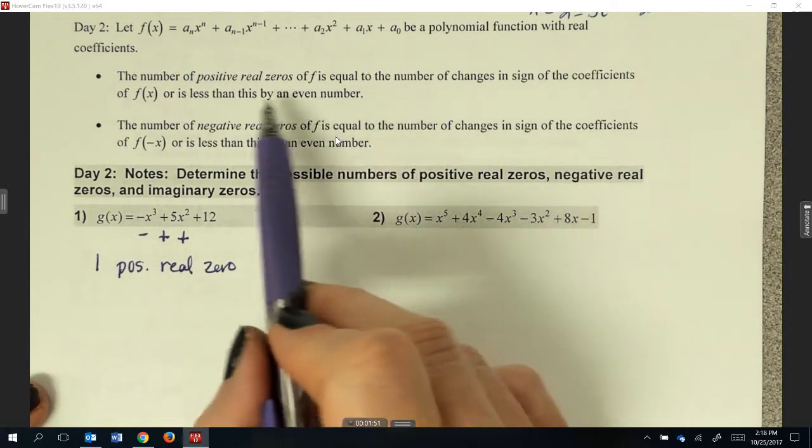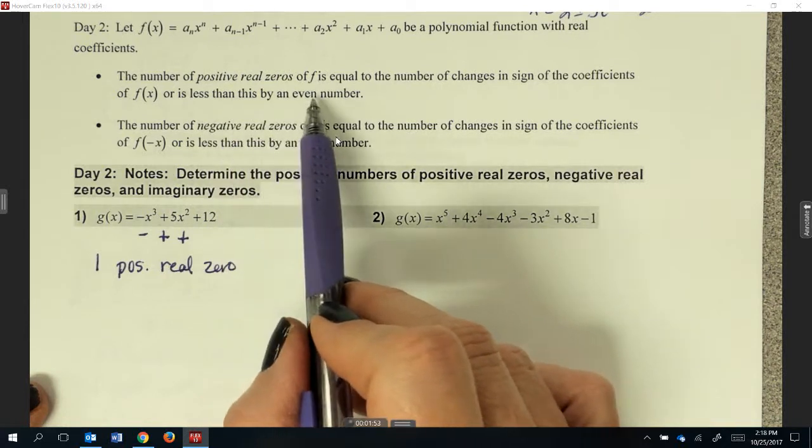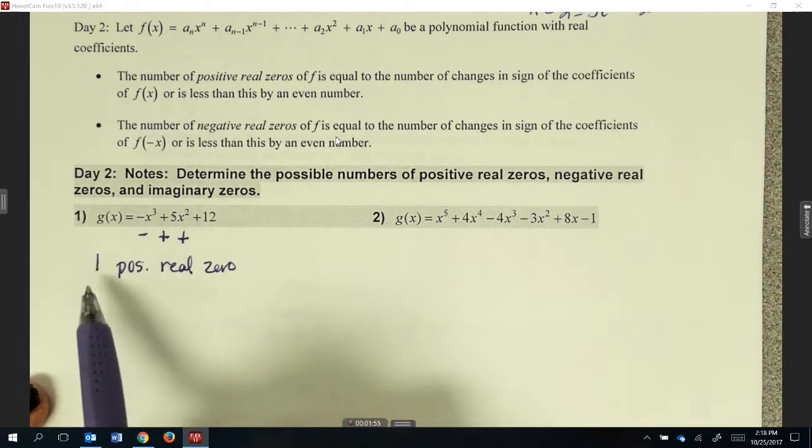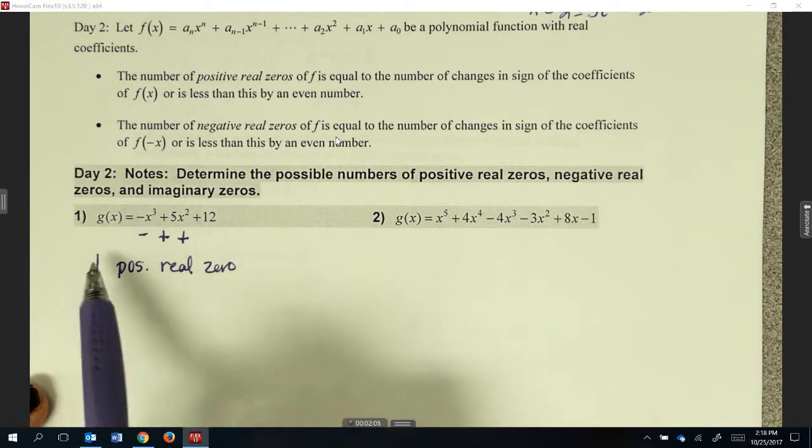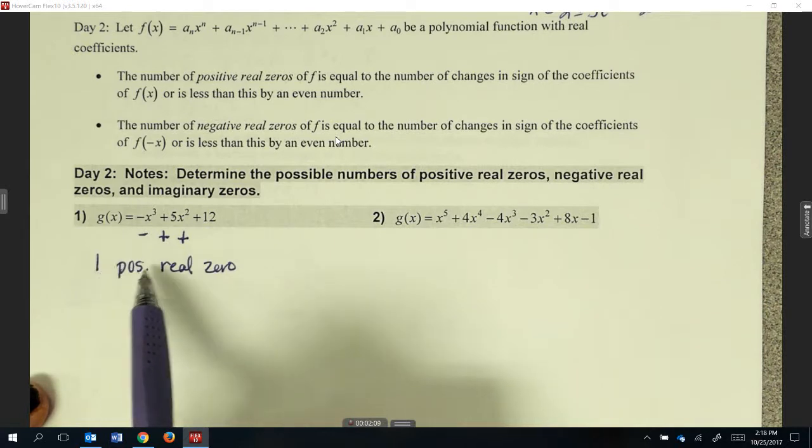This also says that it could be less than this by an even number. So I could subtract 2 or subtract 4. But it doesn't make sense to do so because I couldn't have negative 1 positive real zeros. That doesn't make sense. So the only possibility is that there is going to have to be one positive real zero.